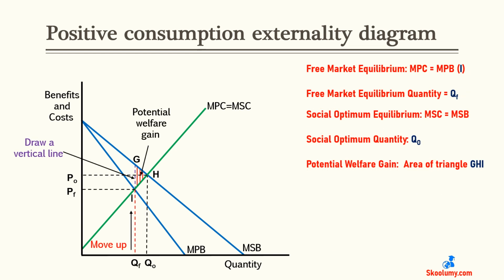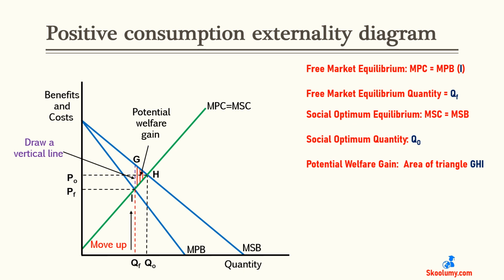The free market equilibrium, point I, is where the marginal private cost and marginal private benefit are equal. The free market equilibrium quantity is QF. The social optimum quantity is from where marginal social cost and marginal social benefit are equal. It is QO. The free market quantity is less than the social optimum quantity. This means the quantity being consumed is less than what is beneficial to the society as a whole. The society will benefit if more can be consumed. In other words, there is a potential welfare gain.